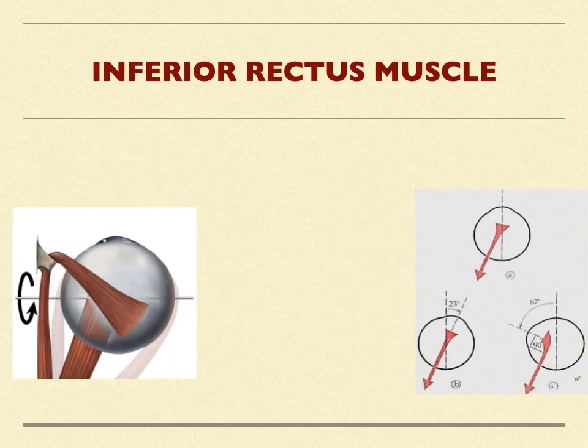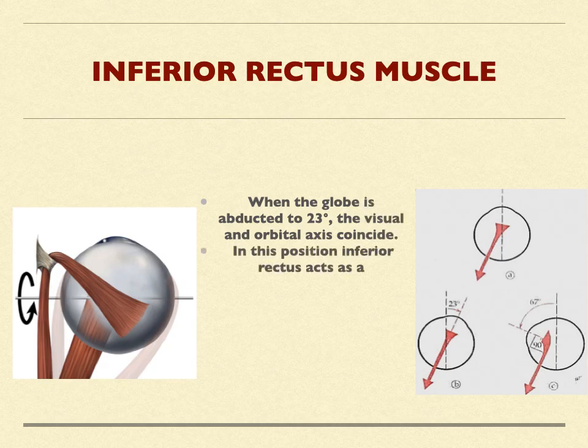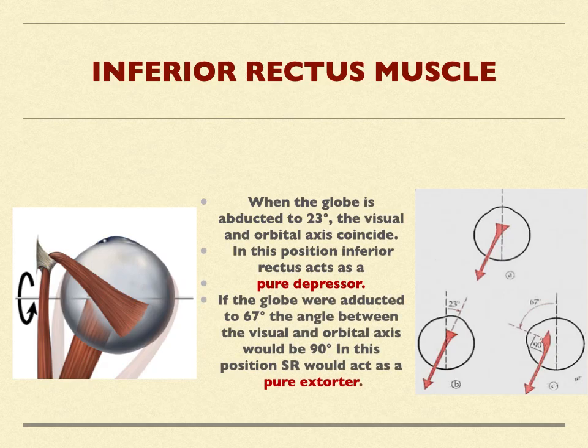Let's go to the inferior rectus muscle. As we said, when the globe is abducted, the same thing: 23 degrees, the visual and orbital axis coincide, and it will be a pure depressor. So the inferior rectus will depress the globe or move it down. Then if the globe is adducted, moved to the nose, 67 degrees, the angle between the visual and orbital axis will again be 90 degrees, so it will be a pure extorter. It will move the eye around the anteroposterior axis outside. Extortion means rotating outside towards the temple, entortion toward the nose, along the anteroposterior axis.